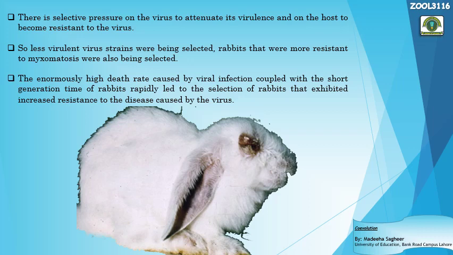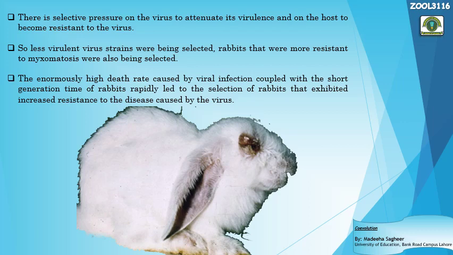And on the other hand, what changes did occur in the rabbits, or in the host? They became immune to myxomatosis, or they became resistant to the Myxoma viruses. Now let's read it. There is selective pressure on the virus to attenuate its virulence. Virulence is what? Pathogenicity. So after exposure to natural selection or selective pressure, viruses become mild, and the host becomes resistant to the viruses. So less virulent virus strains were being selected, and rabbits that were more resistant to myxomatosis were also being selected.